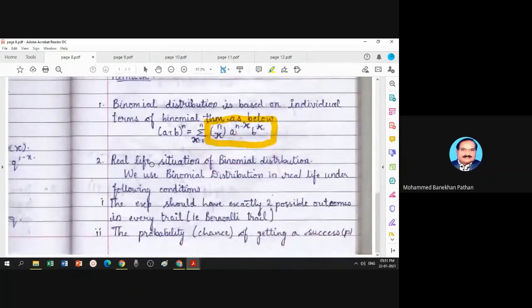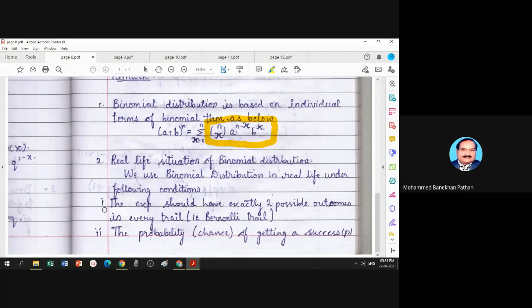Now, what is the real life situation to study binomial distribution? Just like yesterday I told you, Bernoulli distribution is applicable in real life if the random experiment under study has two possible outcomes. In the same guideline, you have a situation of binomial distribution. Let us see when you apply binomial distribution in real life. We use binomial distribution in real life under the following conditions.